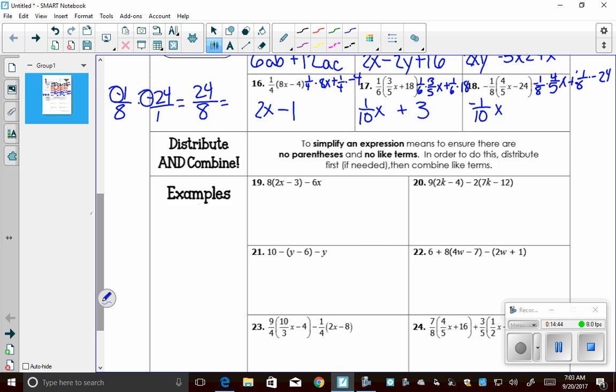First of all, when you have fractions that possibly can be reduced, the first thing you should ask yourself is, will it reduce to a whole number? If you do 24 divided by 8, you should get 3. Okay? 3. And it's going to be positive, so it's going to be a plus 3.